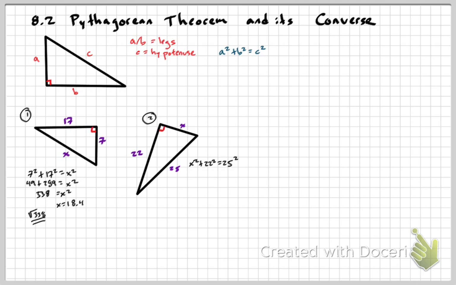Okay. The one on the right, 22 squared is 484, so X squared plus 484 equals 25 squared, which is 625. So 625 minus 484 is 141. I can tell you that there are no perfect squares that go into 141. So it would be X equals the square root of 141, or as a decimal, that would be 11.9. Okay.